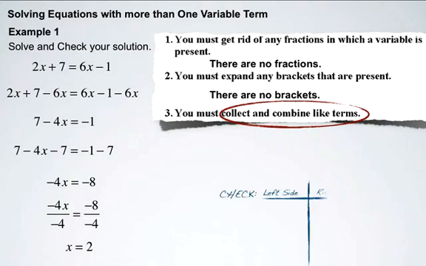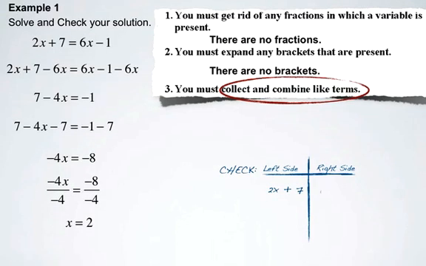We're going to check our solution by going right up to the original equation. The left side was 2x plus 7, and the right side was 6x subtract 1. 2 times 2 plus 7 is 4 plus 7, which gives me 11. 6 times 2 subtract 1 will be 12 subtract 1, which also gives me 11. Left side equals right side, therefore x equal to 2 is a solution.